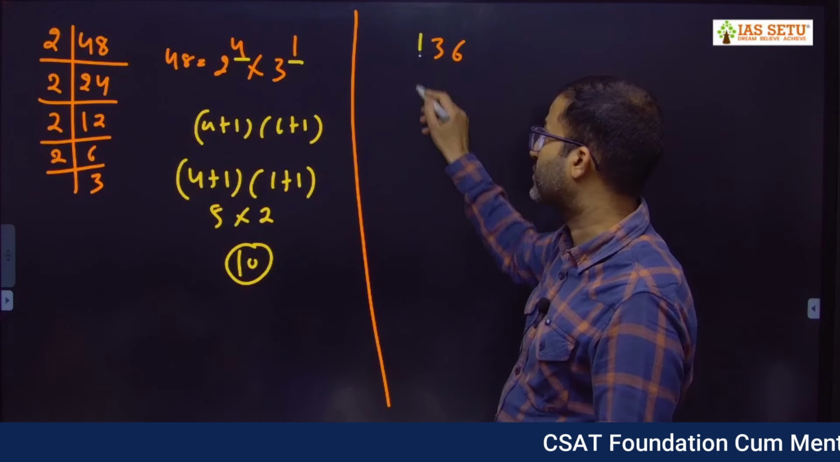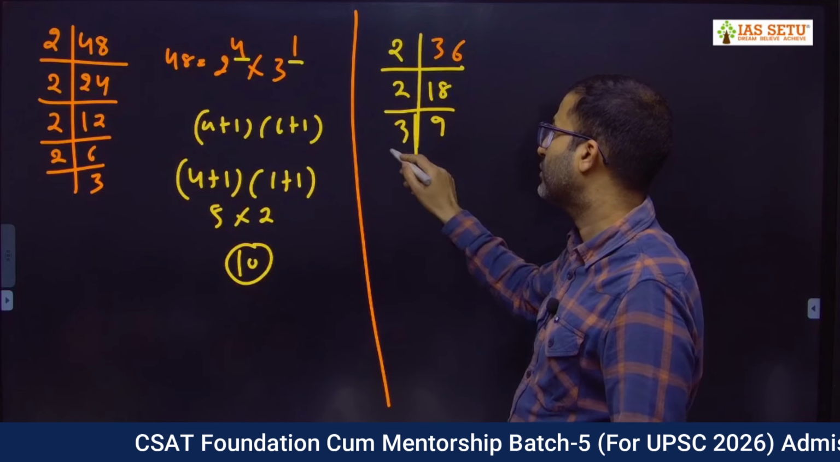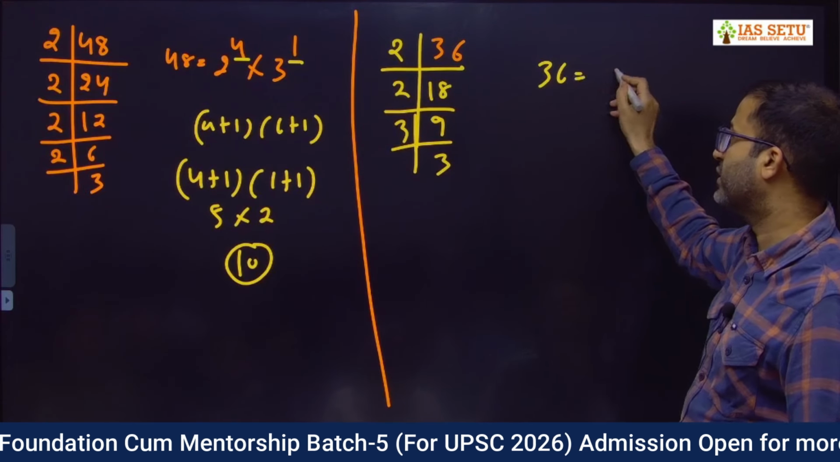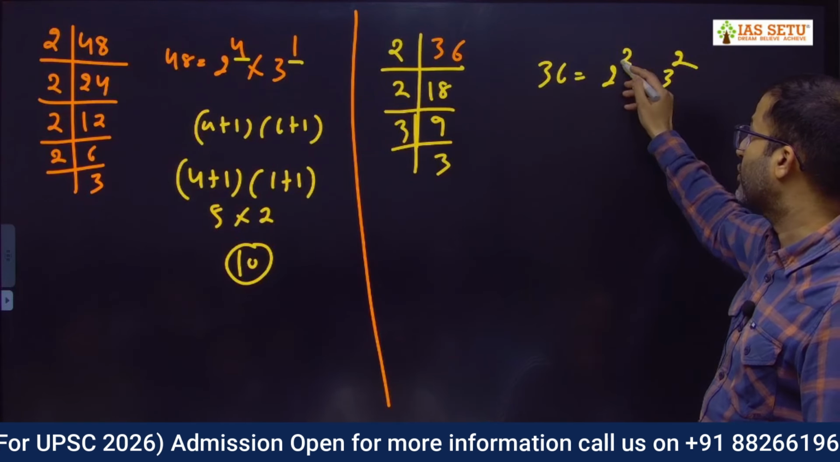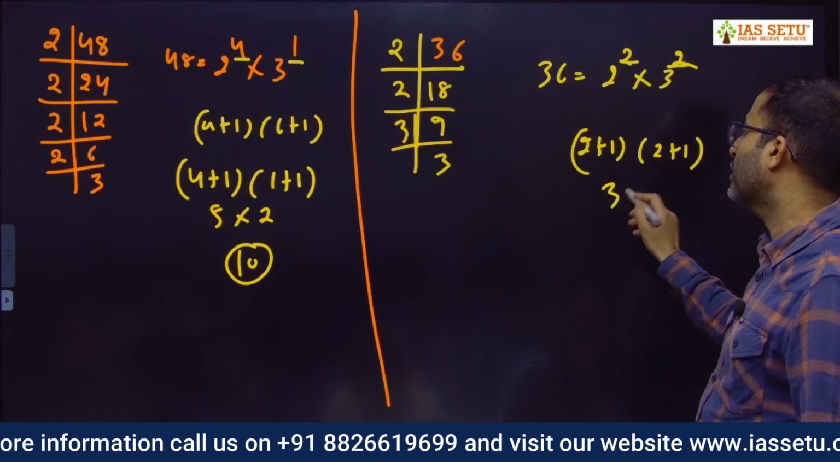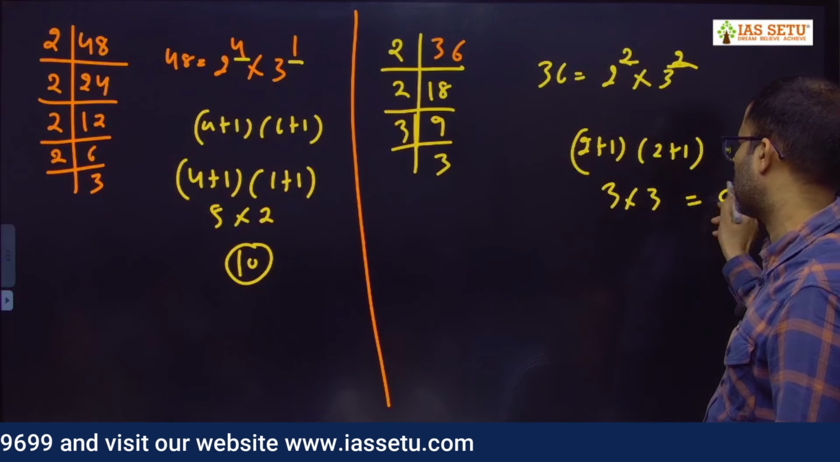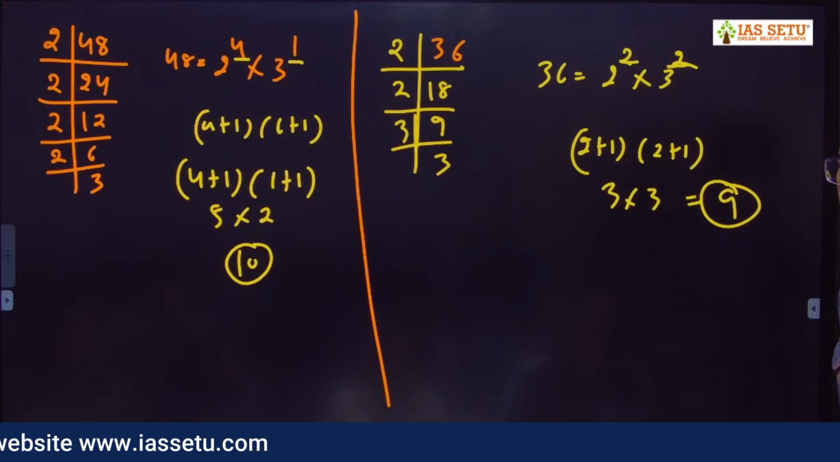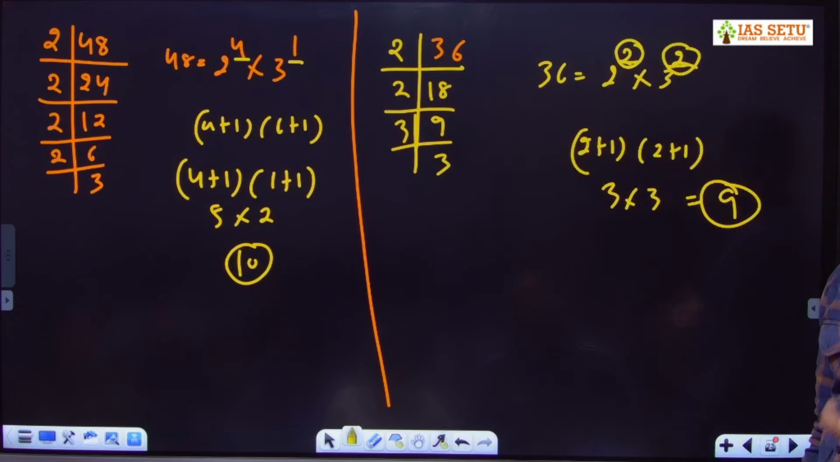Now 36. 2 common 18, 2 common 9, 3 common 3. So 36 is 2 to the power 2 into 3 to the power 2. So in these powers add 1: 2 plus 1 into 2 plus 1, 3 into 3. 36 has 9 factors. Why? 36 is a perfect square number. In these powers you add 1 and multiply, you get the answer. Simple. I take one more question.